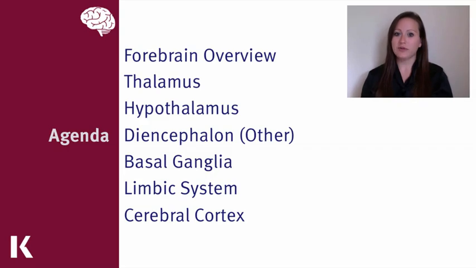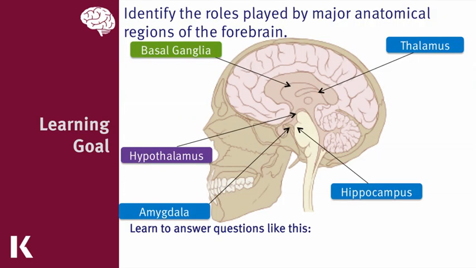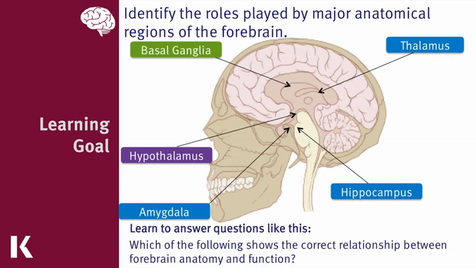In this review, we will begin with a general overview of the forebrain, and then we will identify the key function of each structure that arises from the diencephalon and the telencephalon. And by the end of this review, you'll have a better ability to identify the major functions associated with each anatomical region of the forebrain. And you'll be able to evaluate questions, such as the one at the bottom of the screen, which asks you to pair a region of the forebrain with its function.